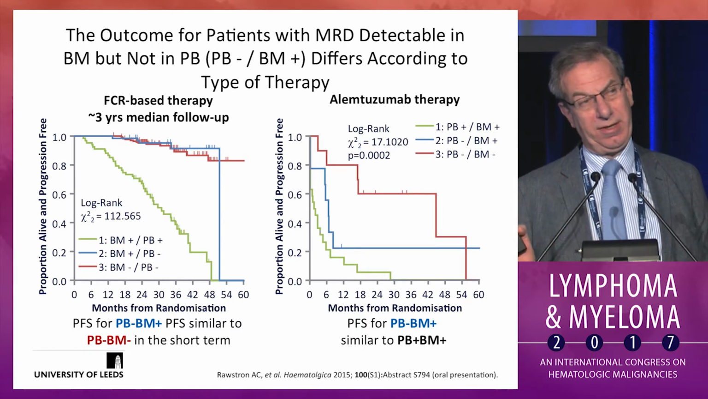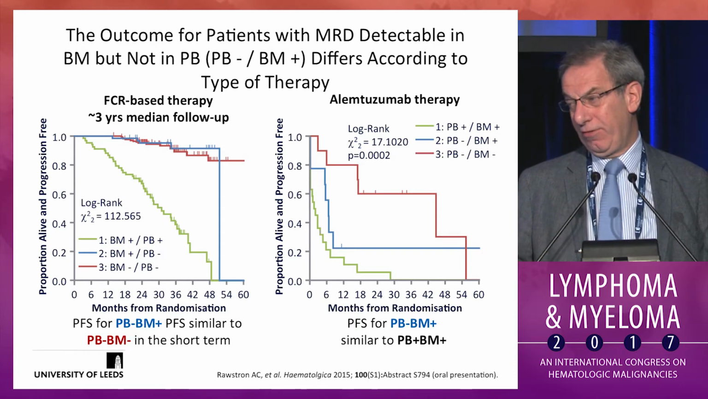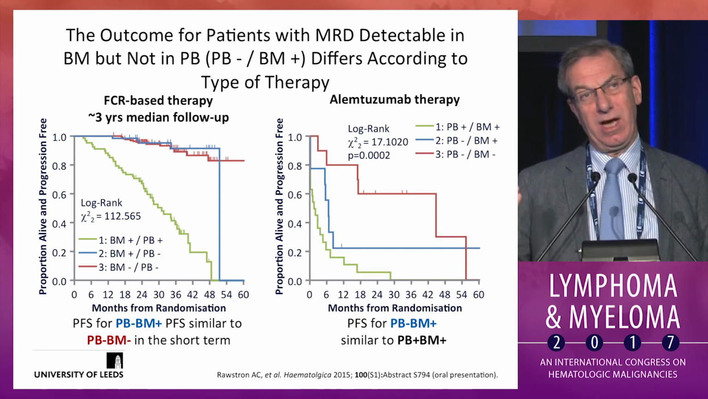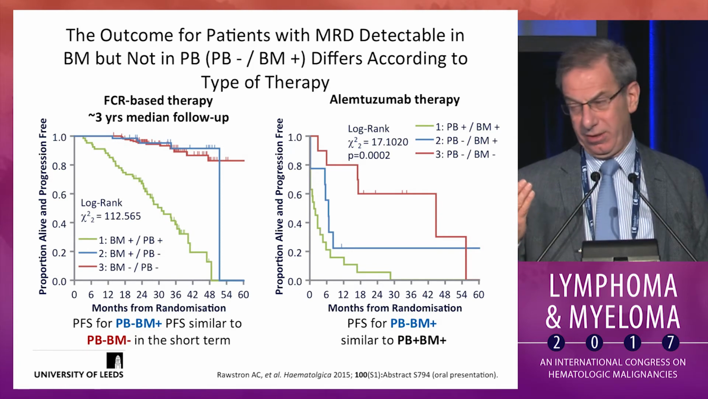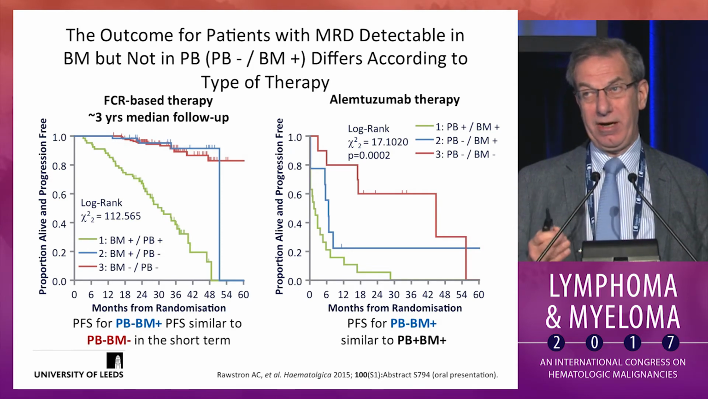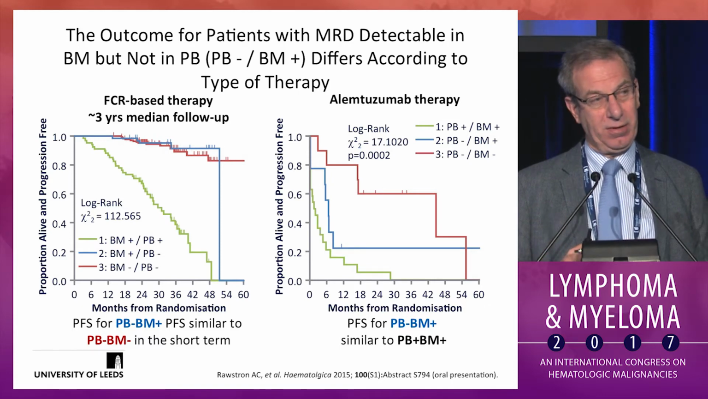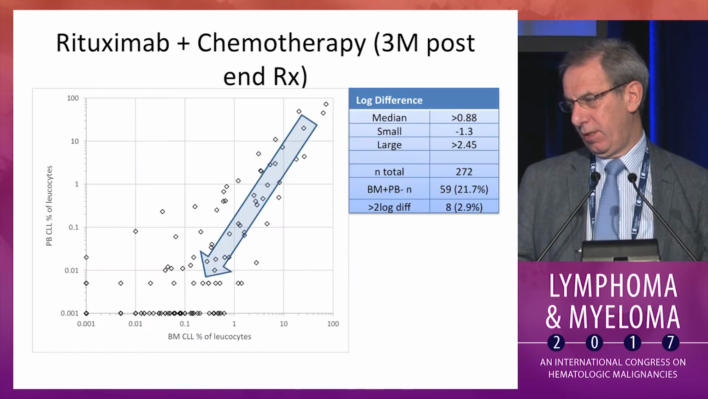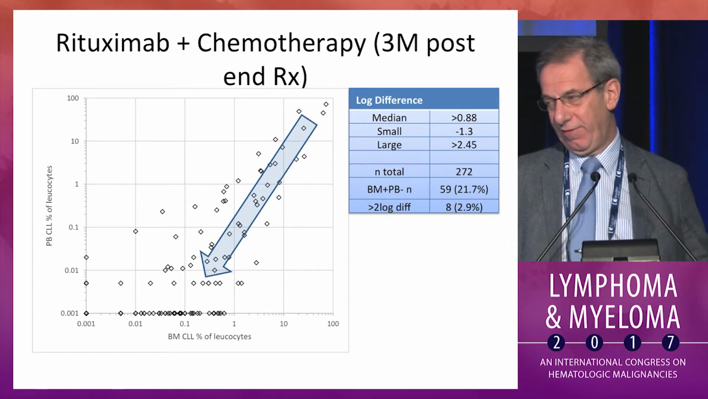Whereas if you look at another therapy, Campath, it's clear that the peripheral blood negative bone marrow positives have a lot of disease, and actually those patients in the blue curve are like the double positives. So the type of therapy you're using will affect different compartments. I'm going to come back to the FCR and the 3-year follow-up in a moment.